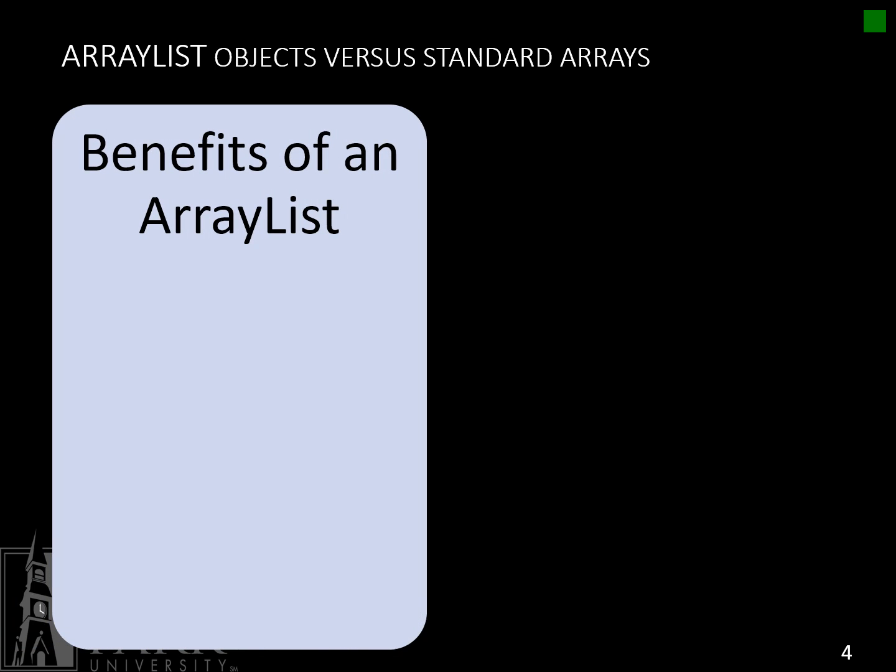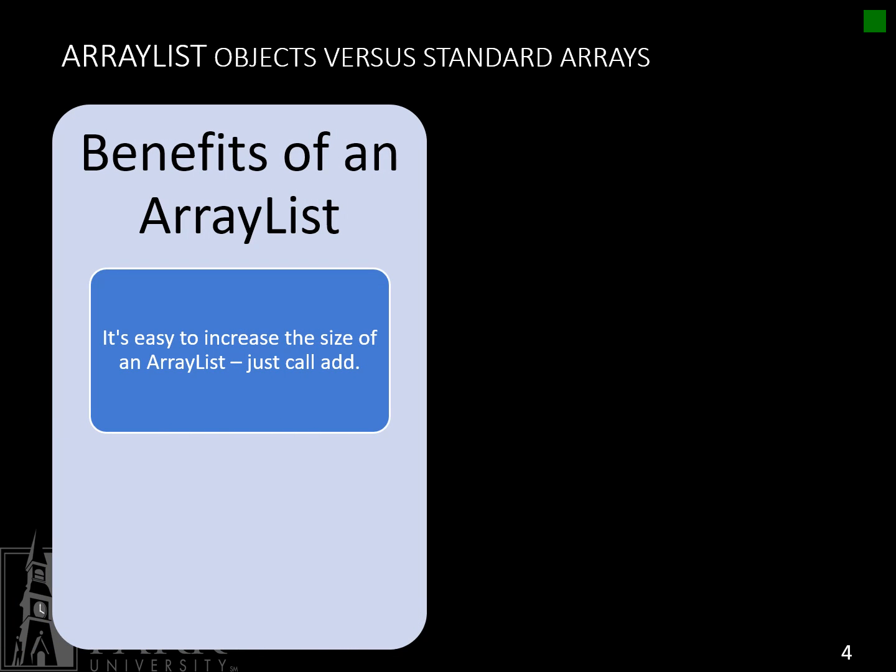So let's take a look at some of the pros and cons of using array lists versus using standard arrays. So the benefits of an array list: it's easy to increase the size of it. You just call add and it will automatically add the object to it, right? You don't have to add additional code, once the array is filled, to copy it over to a new, bigger array and then copy all the items one by one, right? You just call .add.